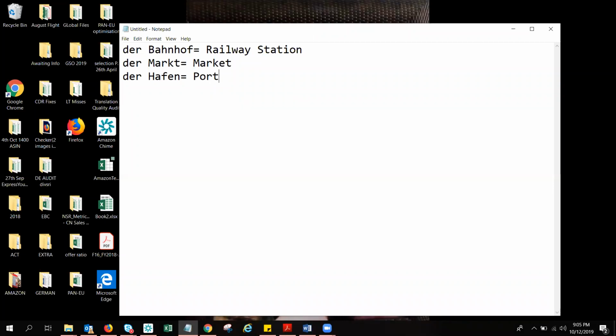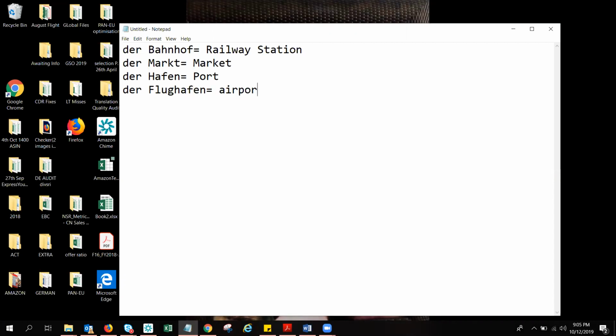Remember one thing, as I've told you earlier: if you combine two words and those two words have different articles, we take the article of the last word. So if we write der Hafen, that is port. If we write Flughafen, that is airport, so Flug is a different word and Hafen is a different word. So we will take the article of Hafen. Flughafen is airport.